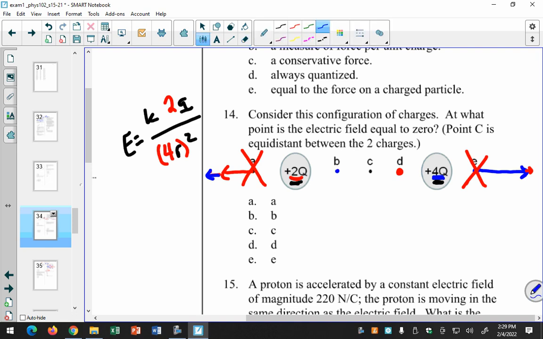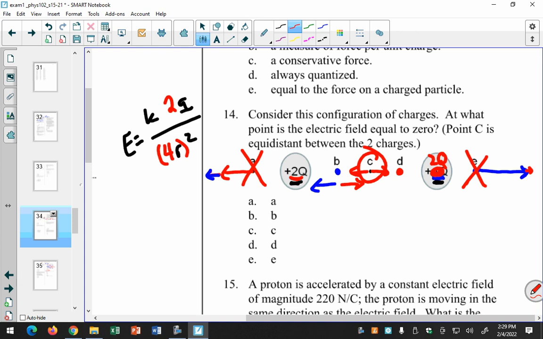Let's look at B. If I'm looking at B, then I'm going to get a vector in that direction due to the big charge, but I'm far away from it, so it's minimized. And here, I'm going to get an equal-sized vector. I'm closer to the small charge and farther away from the big charge, so the electric fields will be equal to one another. So if this was 2q instead of 4q, you're right, C would be the answer, because then I would have equal and opposite vectors that would oppose one another and cancel them out.